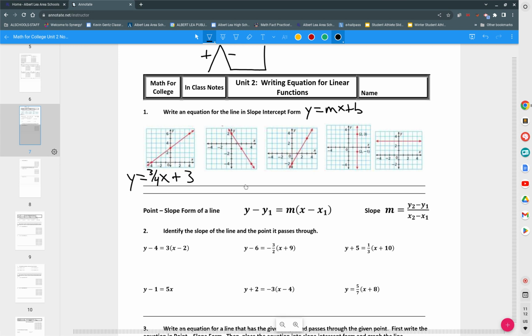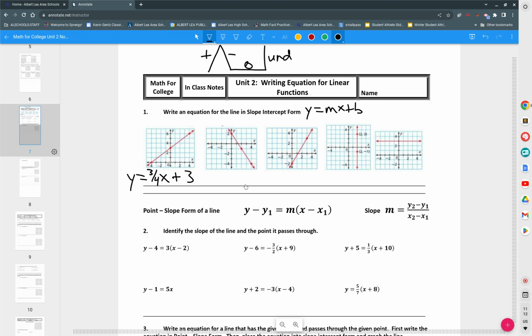Anybody know what we call this slope here? This slope is what we call 0. Anybody know what we call the slope that's straight up and down? Undefined. So be cautious with our language. It's only math class.